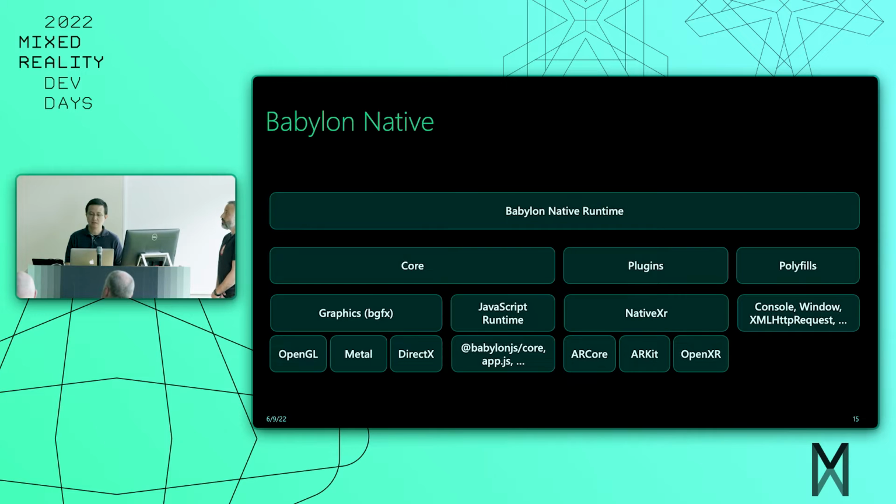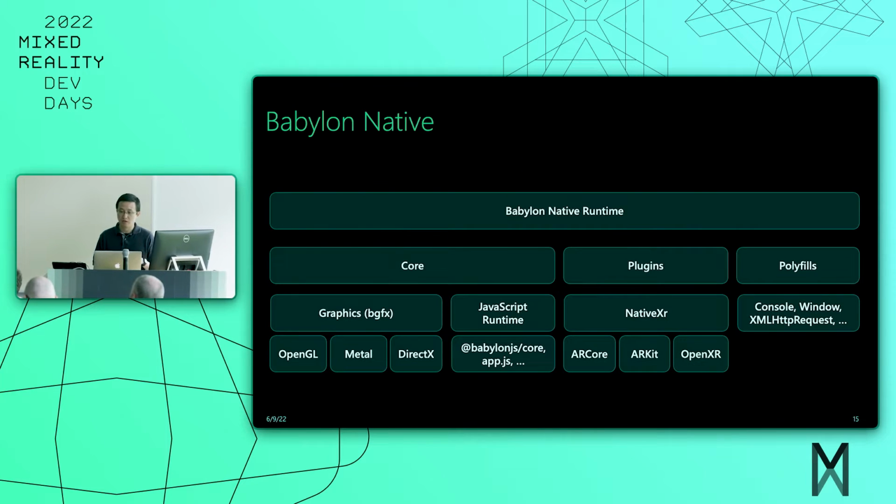The plugin provides functionality such as the native engine, which connects the Babylon.js engine with the graphics component so that it does the rendering. Native XR, which is the module I'm showing on screen here, provides XR functionality for Babylon.js and relies on the underlying platform technologies. I'm going to talk a little bit more about this in a bit.